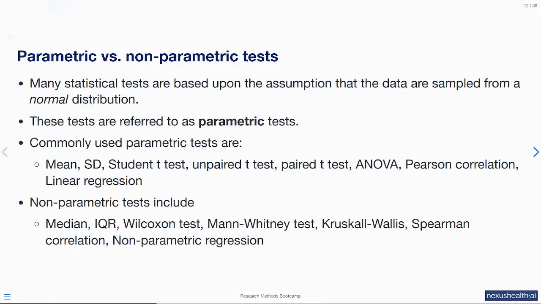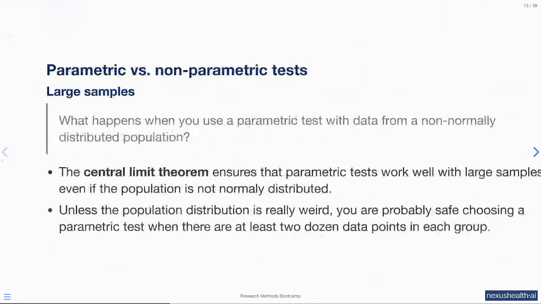They, however, also have non-parametric versions, and these non-parametric versions include the median, the interquartile range, the Wilcoxon test, the Mann-Whitney test, the Kruskal-Wallis test, the Spearman correlation, and non-parametric regression. Non-parametric tests are not based upon the assumption that the data are coming from a normal distribution, which means we can use them for distributions that are skewed or not normally distributed.